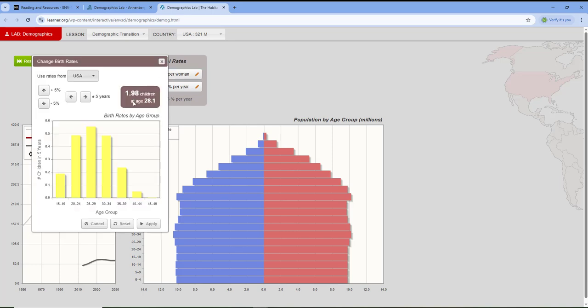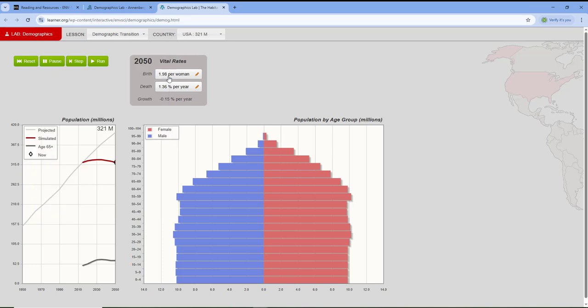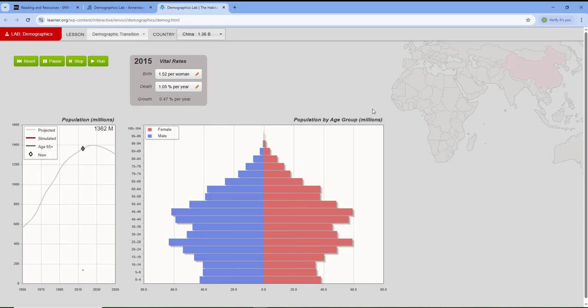You can change the birth rate, increase it or decrease it. You can change the death rate. You can change the country. China has more people, and you can see their age structure looks different. They implemented the one-child policy back in 1980, and so their age structure looks a little different. They have fewer young people because of that.